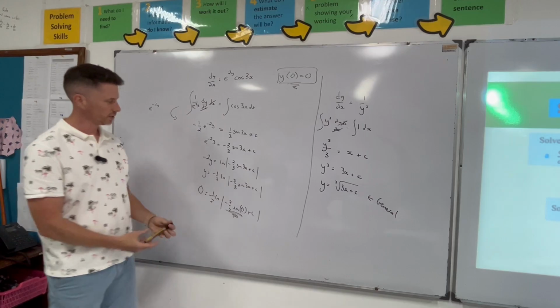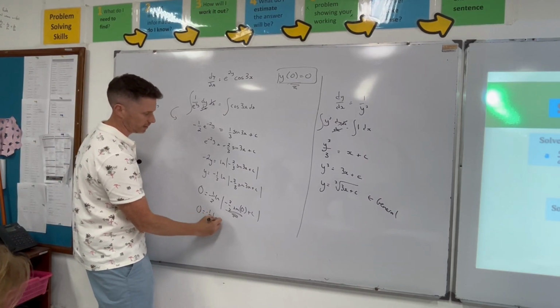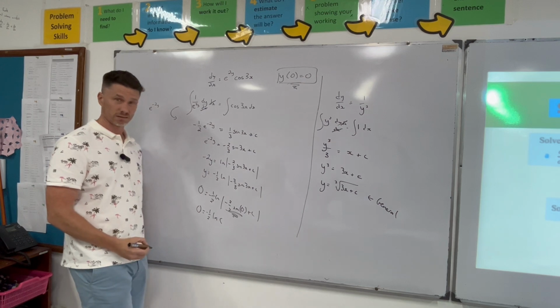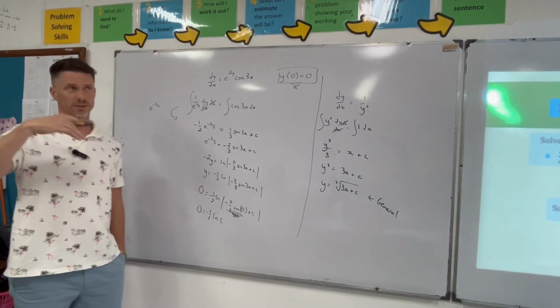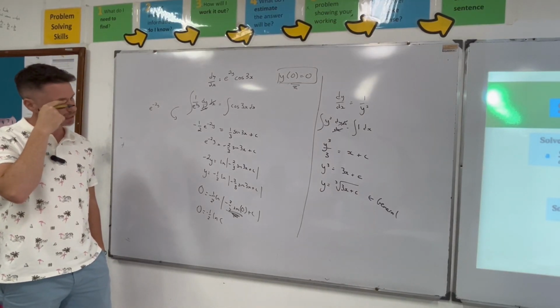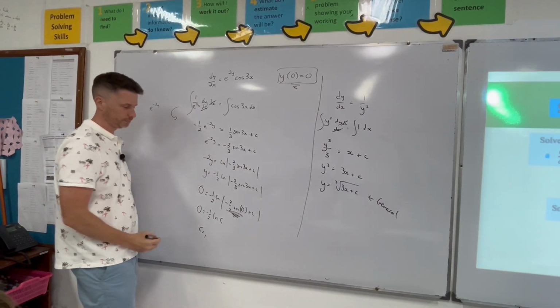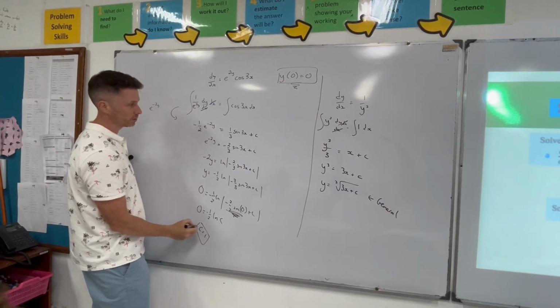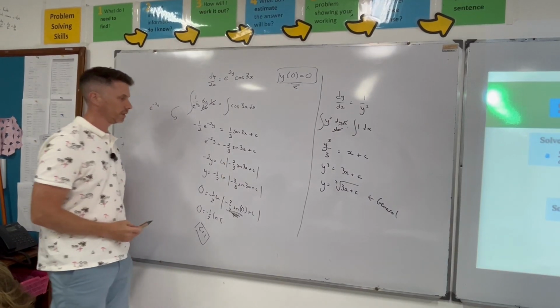So I know this is 0. So we got negative a half ln c is 0, yeah? Because sine 0 is 0. So ln c is 0, so c has to be 1. So c is 1, so our general solution is when c is 1.